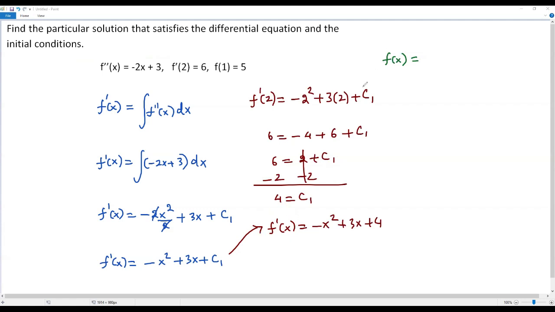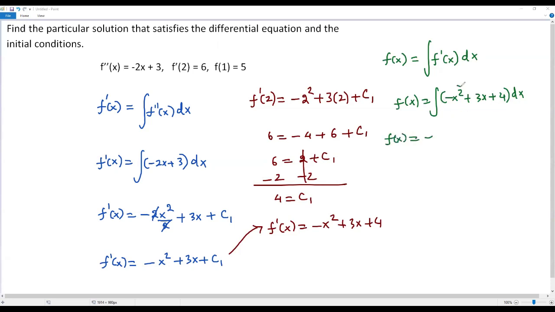Okay, to get the function f of x from the first derivative, that is from f prime of x, what I have to do is integrate the first derivative, that is integral f prime of x dx. So then we get f of x equals, for this f prime of x, I can plug in the expression equivalent to f prime of x. That is negative x squared, positive 3x, positive 4 times dx. Okay, then we have f of x equals, now we can integrate this one.